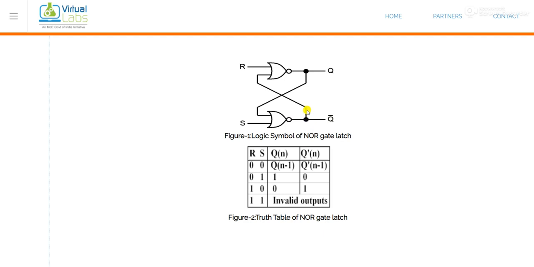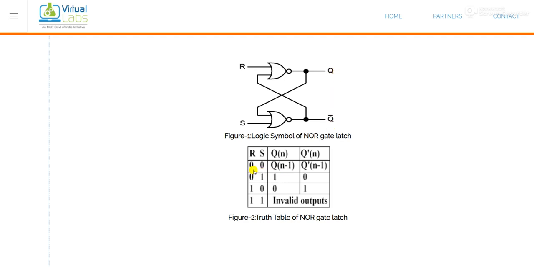Now this output is connected to the first NOR gate input. So R equal to 0, this value is 0. So 0 0, OR gate 0, NOR gate 1. So Q equal to 1. So initially the value of Q was 1, Q bar was 0. Then for the condition R equal to 0, S equal to 0, we are getting the same values. So we are getting Q equal to 1 and Q bar equal to 0.